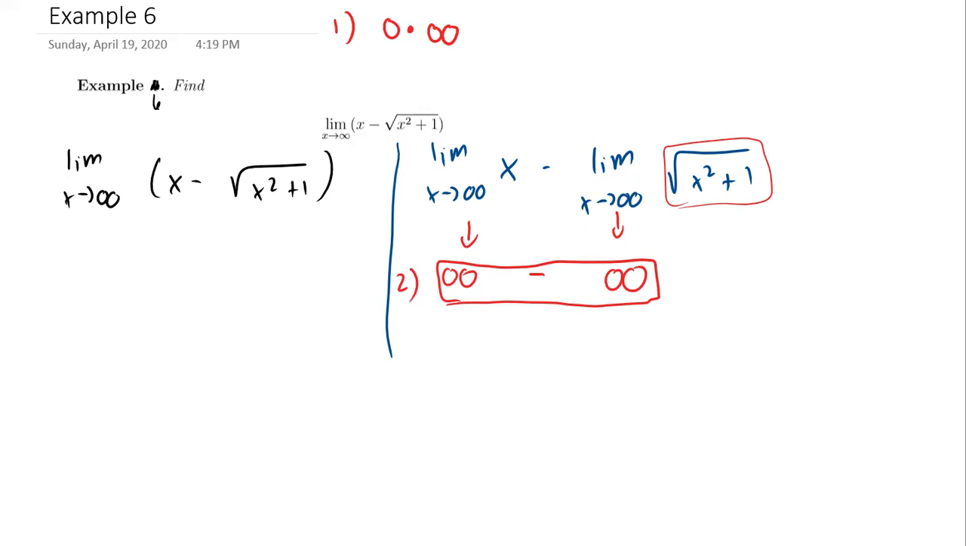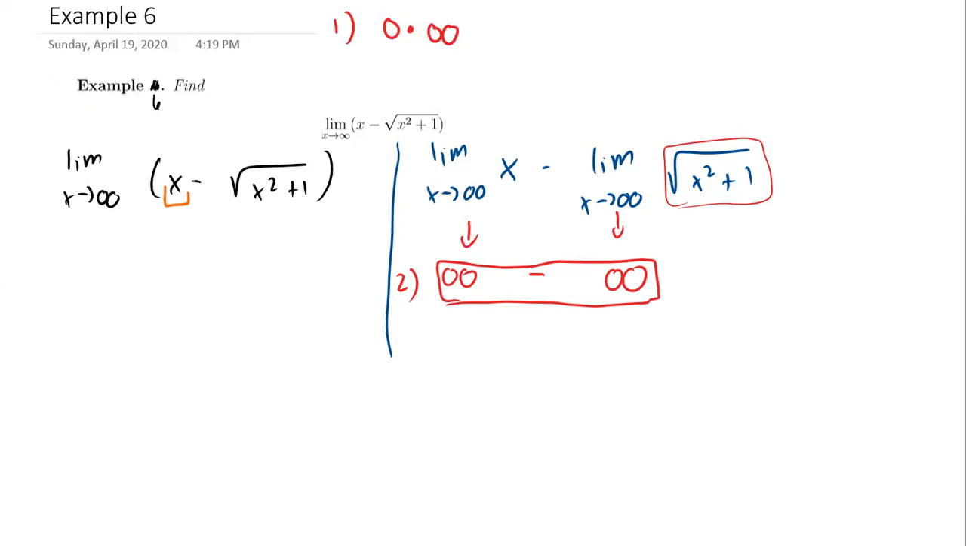So what's going to be the trick when we have infinity minus infinity? Well, basically rewrite it as 0 times infinity. That's what we're going to do: try to get infinity minus infinity to be 0 times infinity. So how are we going to do that? Well, the process is going to be this.